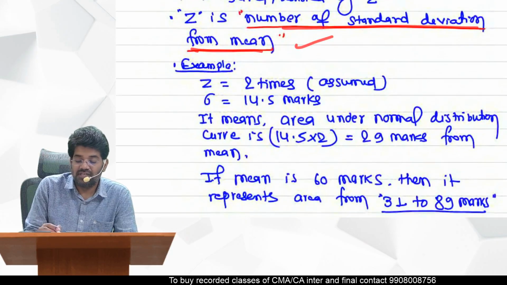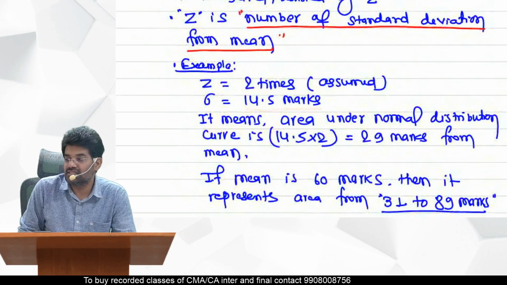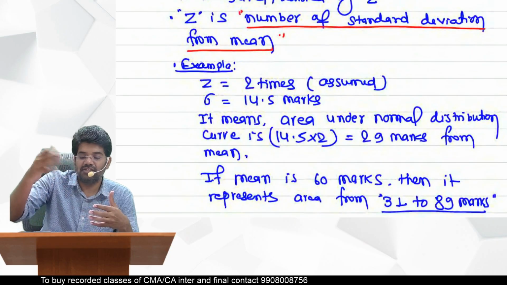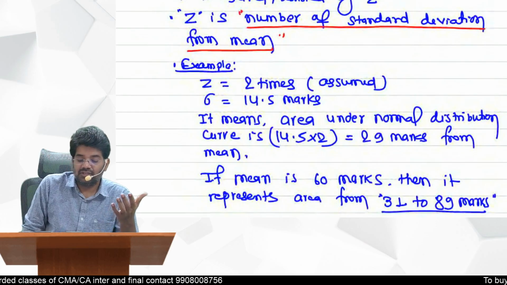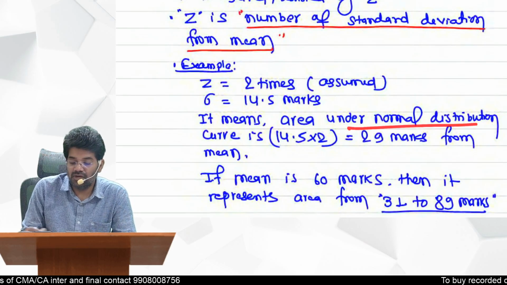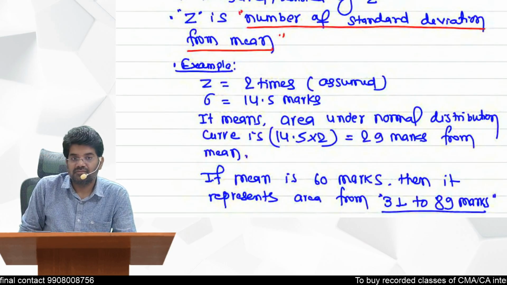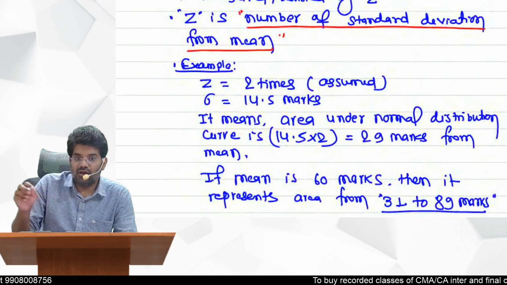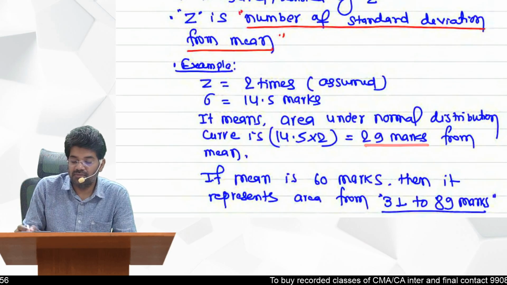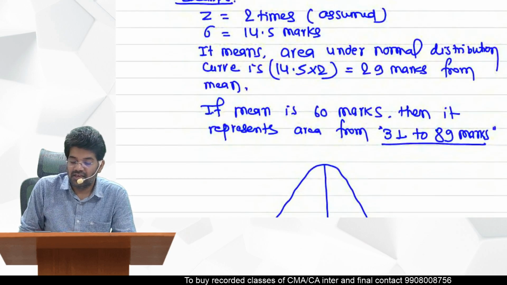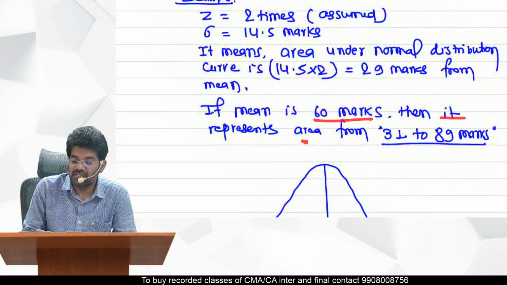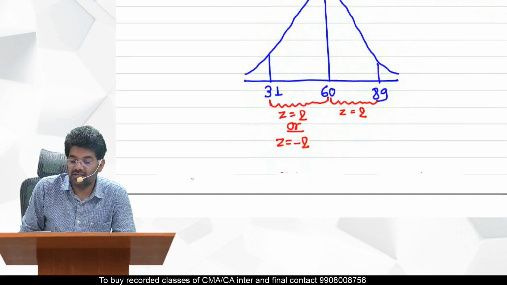For example, if Z is equal to 2 and the standard deviation is 14.5 marks, because we calculated the standard deviation of our average marks as 14.5, that means the area under the normal distribution curve is 29 marks from the mean. That is the meaning of the Z value. If the mean is 60 marks, then it represents the area from 31 to 89. You can see here.